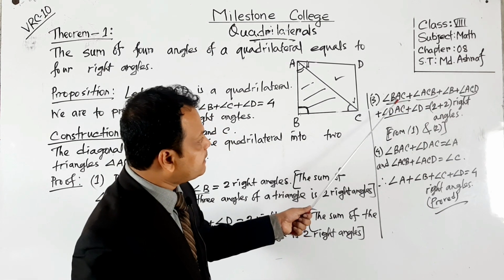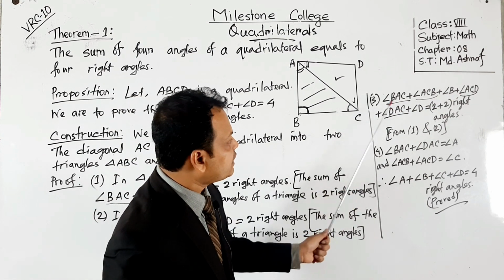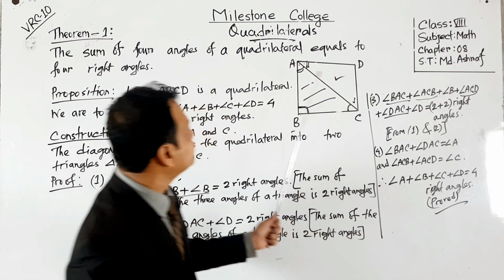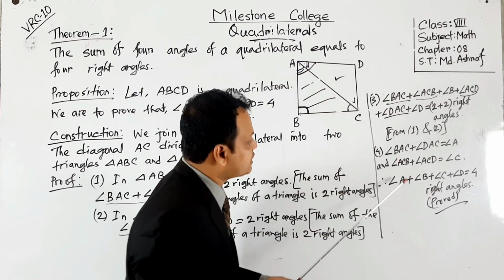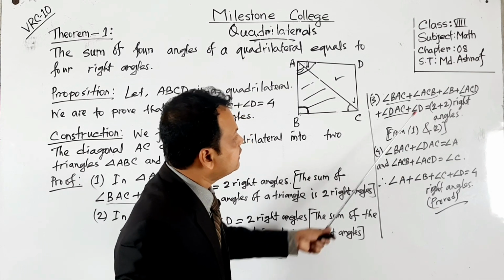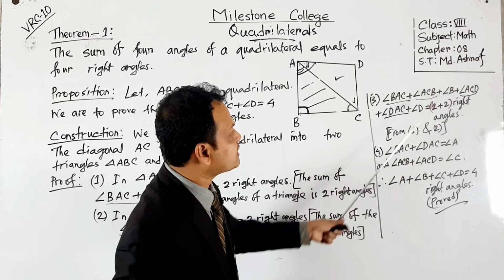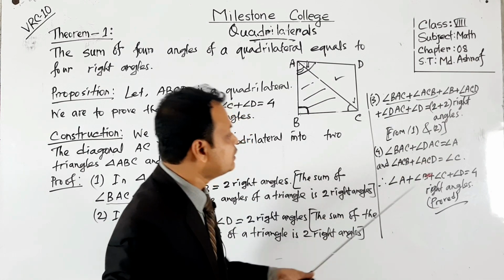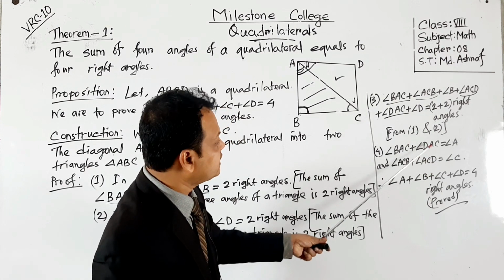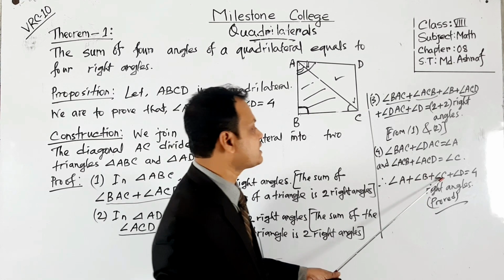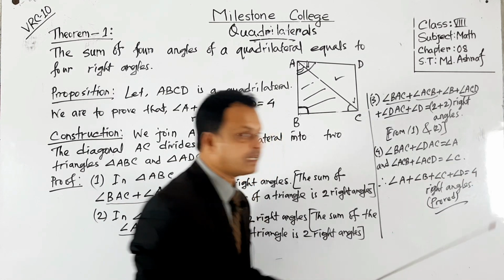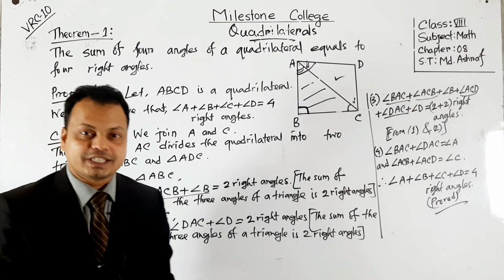This is the side note: angle BAC plus angle DAC equals angle A. If we add these 2 angles, we get angle A. And if we add ACB plus ACD, we get angle C. So if we put angle A and angle C here, we get angle A plus angle B plus angle C plus angle D equals 4 right angles. That means the proof is completed.